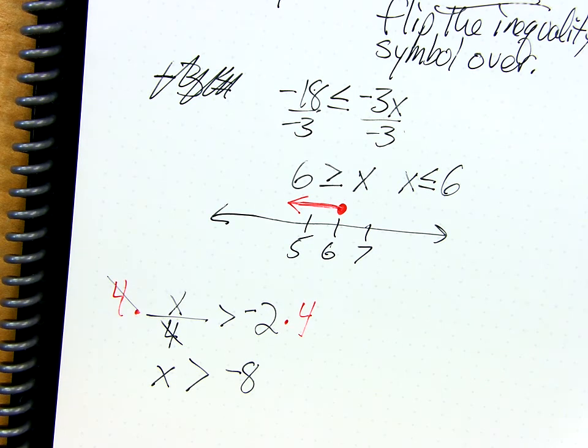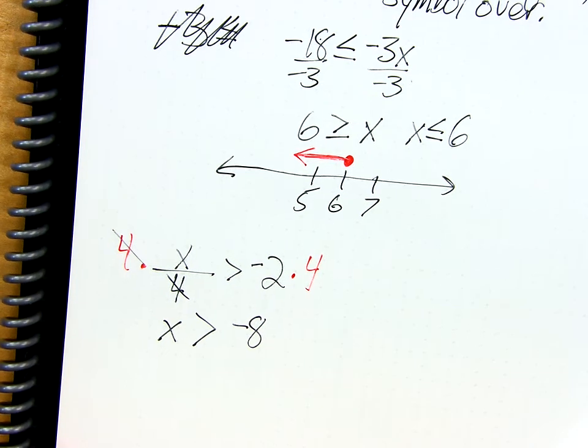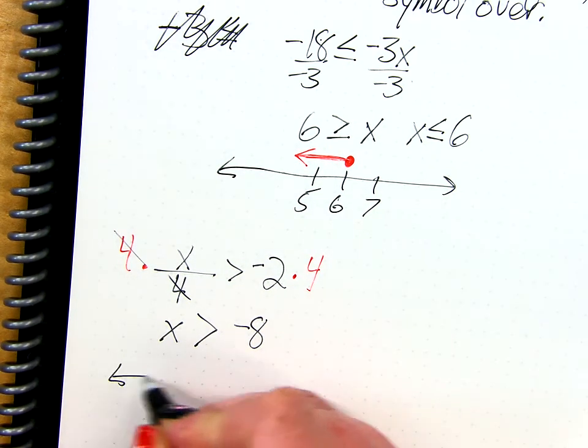Does that make sense? So be careful. Just because there's negative numbers in your problem doesn't automatically mean that you're flipping that symbol over. It's only when I'm multiplying or dividing by that negative number that things change. Okay? Go ahead and graph this for me if you haven't already.